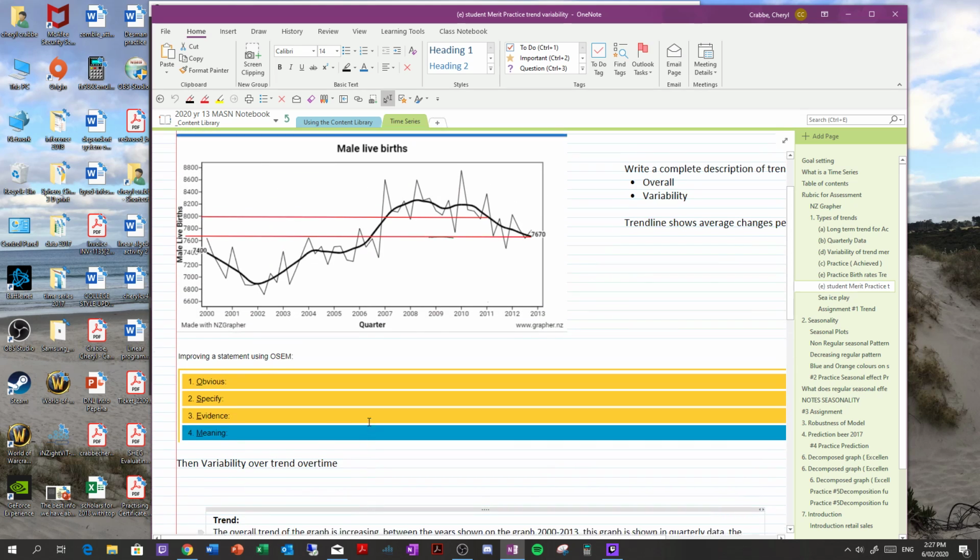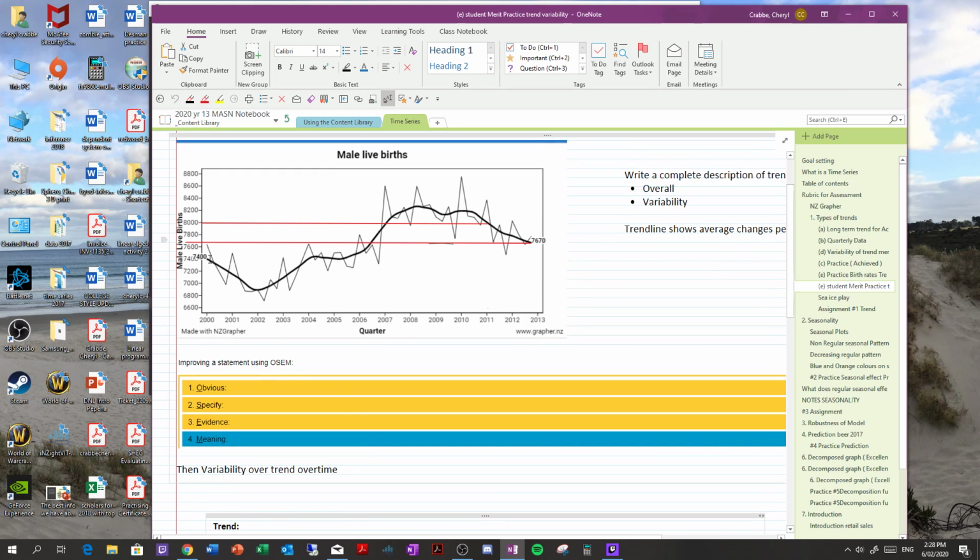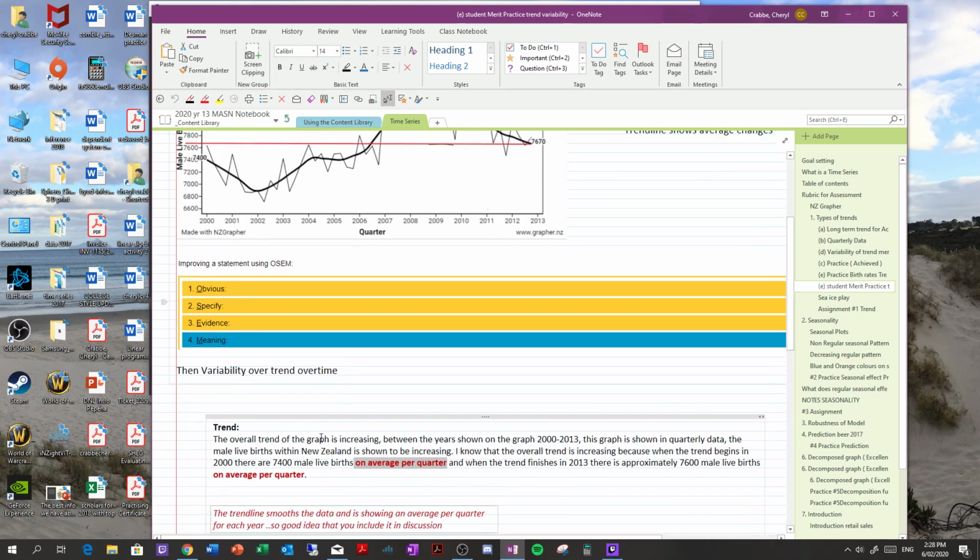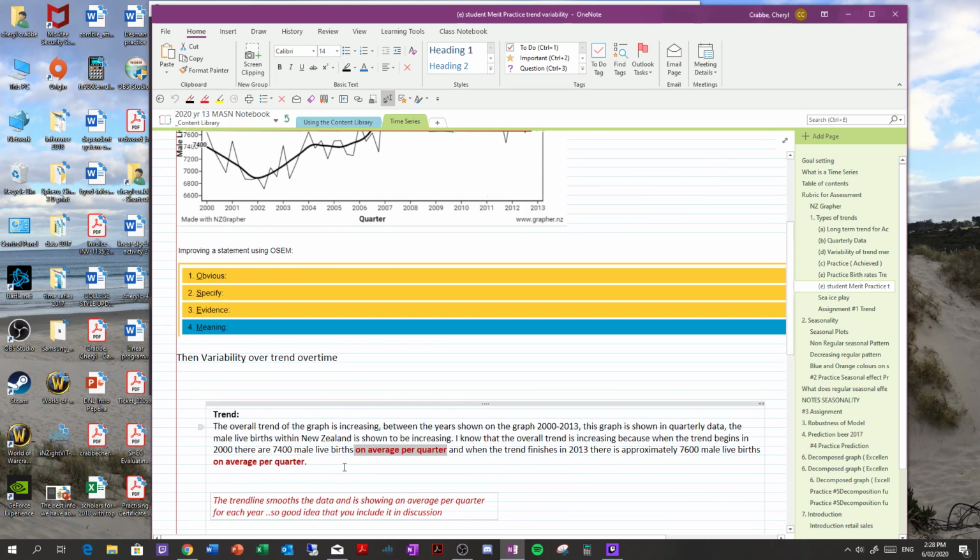Some people talk about the actual quarter, like this might be quarter 1 in 2000, approximately the data was here, but you don't want to use the raw data so much as you want to use the trend line. So it's probably a better practice to talk about on average per quarter.